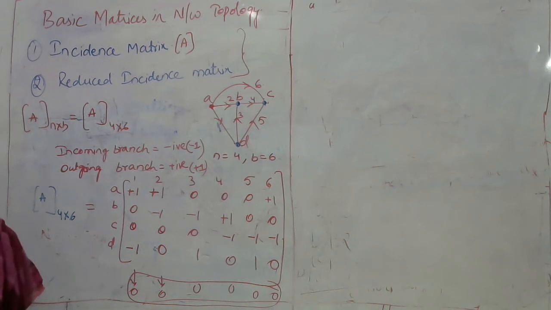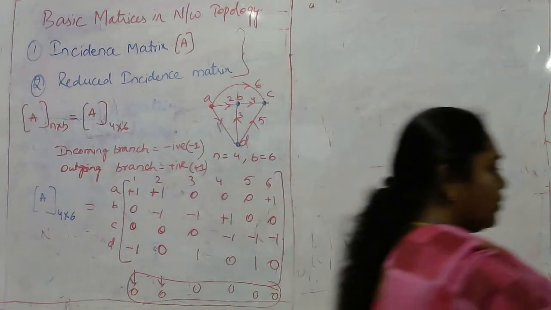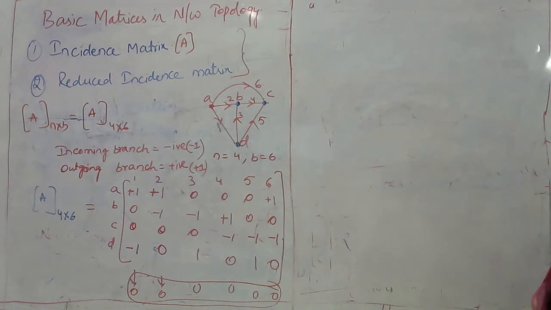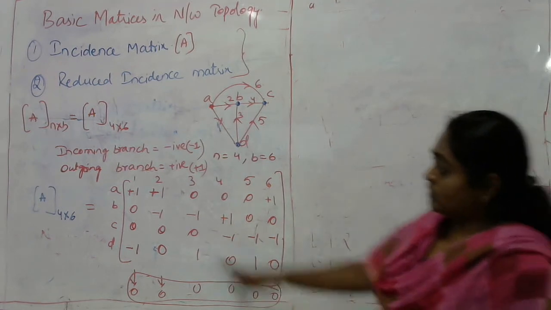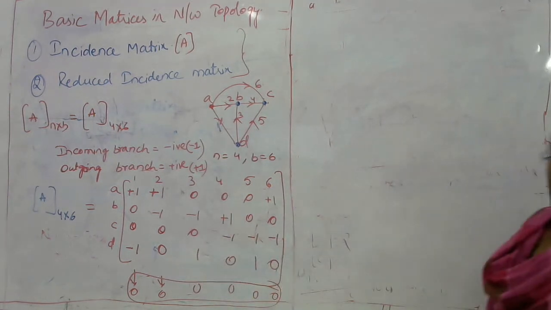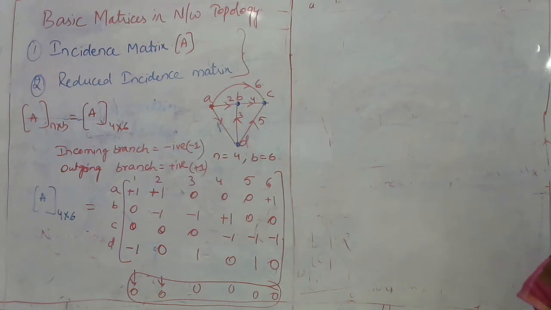Now going for the reduced incidence matrix. In order to find out how many trees are possible in a graph, we can use only the reduced incidence matrix. Here, in this incidence matrix, we have 4 rows followed by 6 columns.